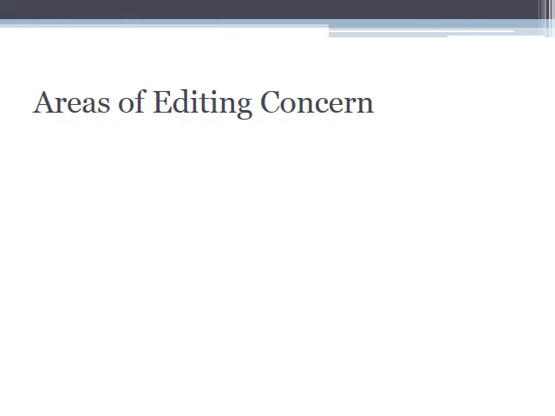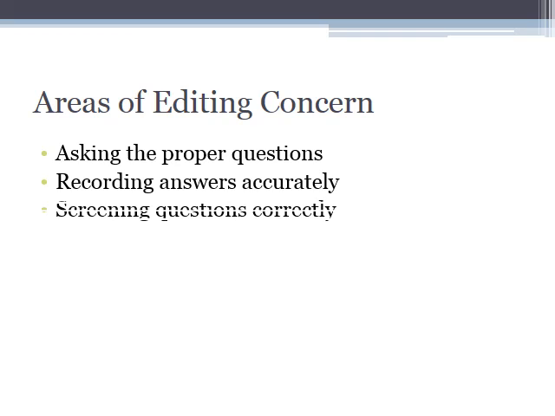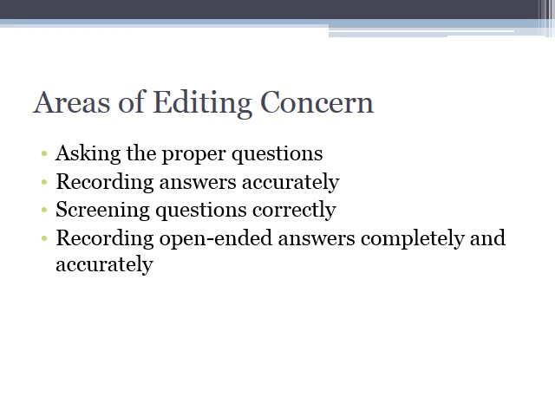Next is the editing. So here are some areas of editing concern. Editing is the process of checking the data for mistakes. So instead of thinking of editing as changing it necessarily, think of editing as checking it for mistakes. And those mistakes could have been made by the interviewer, by the respondent. They could have been made during transferring the data from paper to manual entry into SPSS, or maybe even from uploading from Qualtrics to SPSS. So editing is the total idea of checking the data for mistakes.